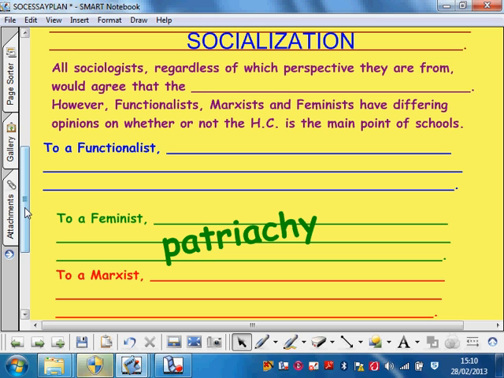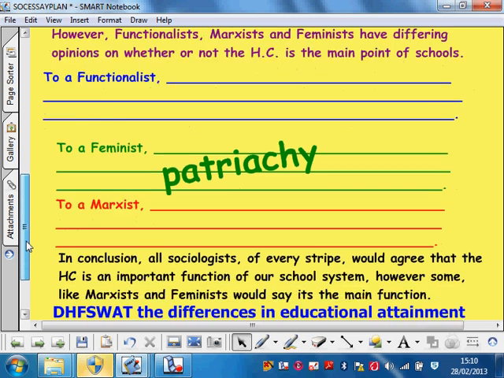What else could you put? How the hidden curriculum is teaching you bourgeois values. So, for example, school uniform is not a random collection of clothes. You're being made to copy middle-class clothing. Bourgeois values are being imposed on you as part of the bourgeois hegemony.